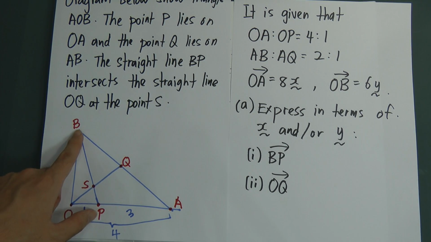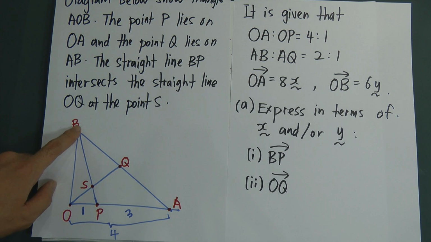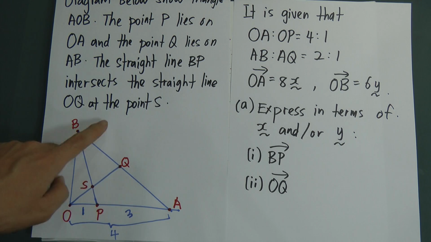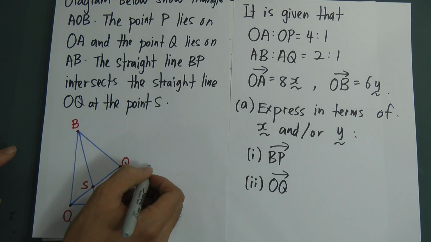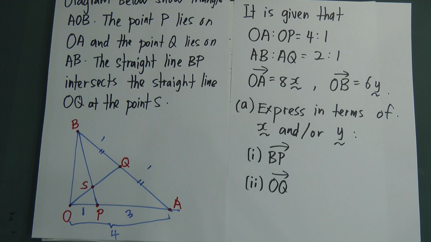And then AB, where is AB? AB, the whole thing is 2, and then AQ is 1. So the whole thing is 2, here is 1, so it's 1 and 1. It means both of these have the same length. Okay, got the basic idea? If you got it, then we're very good.